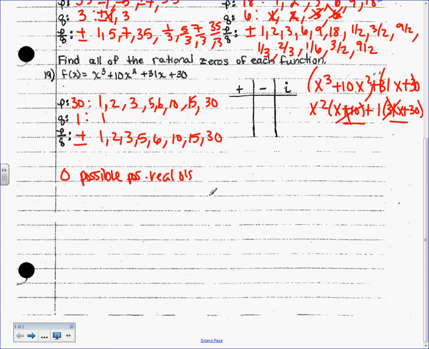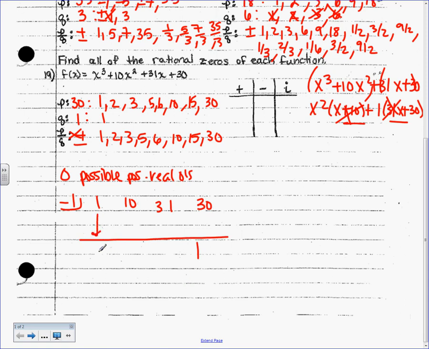So I'm not going to check any positives, okay? We can do our negative part if you want to, but at that point it's not necessary. I know don't check any positives, so it's got to be negative, right? So I'm going to check -1 first, okay? I put the 1, 10, 31, and 30, just like always. Don't make the easy stuff hard. You know this. You know synthetic division.